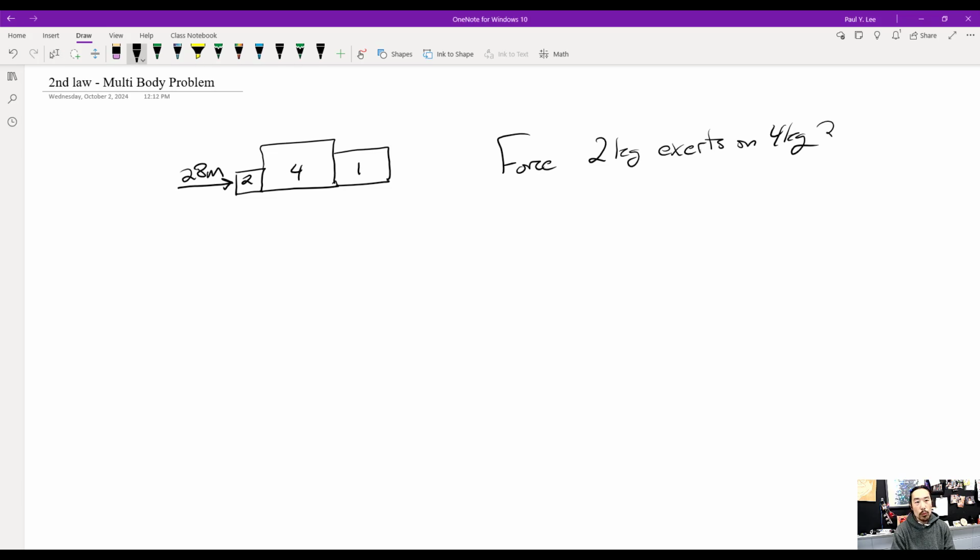In this video, we are going to look at a Newton's second law problem. This is the multi-body problem. In this problem, we have three objects: a 2 kilogram object, a 4 kilogram object, and a 1 kilogram object. And there's a force of 28 newtons being pushed on the 2 kilogram object.